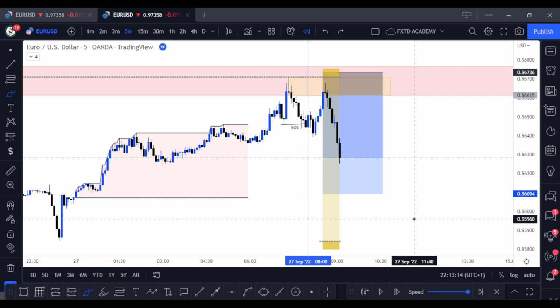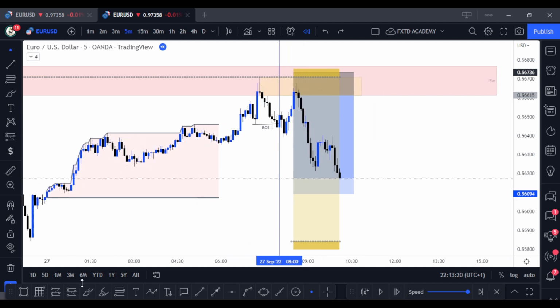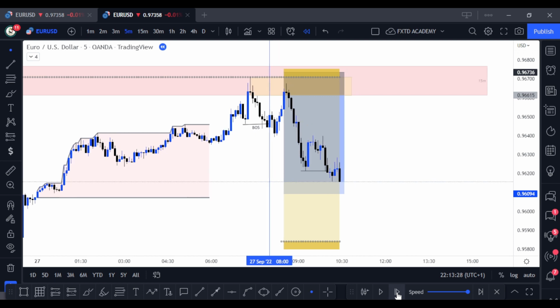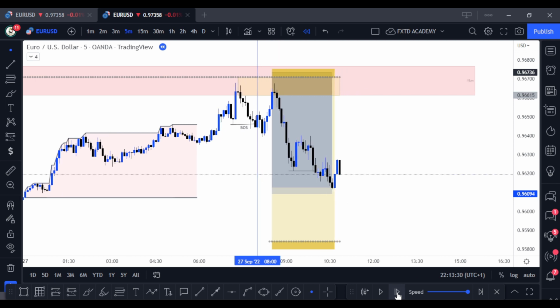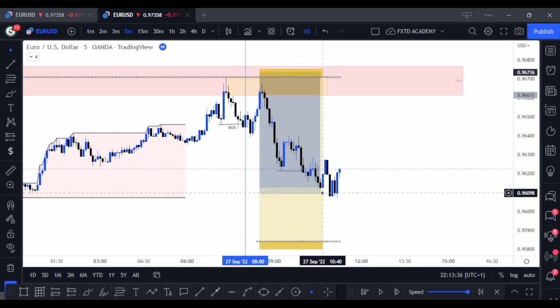All right, so let's play price and see what price does. All right, we see a little retracement, another break of structure to the downside, which is also a confirmation that price is still willing to go to the downside. And what we have: full TP hit. Now understand this, full take profit was hit exactly at the end of the kill zone.